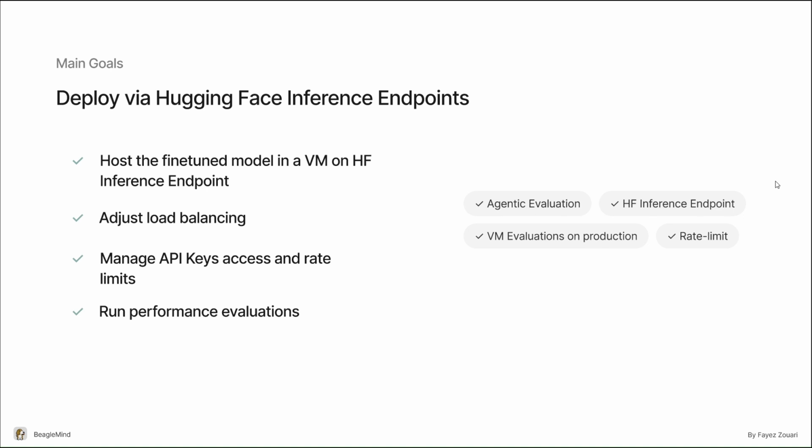Step 3, the deployment. Once the model and RAG system are stable, we'll deploy the solution using Hugging Face inference endpoints, managing load balancing, API access, and rate limits. I'll also conduct performance evaluation and explore a novel evaluation approach called agentic evaluation.